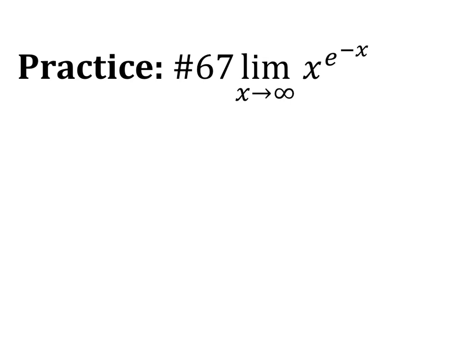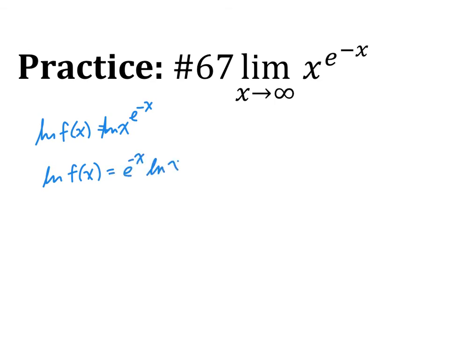So just like the previous question, we're going to set the function equal to f of x. And we're going to take natural log of both sides so we can bring down the exponent. Natural log f of x is equal to e to the negative x natural log x. So let's take the limit on both sides. Limit as x goes to infinity of natural log f of x is equal to limit as x goes to infinity of e to the negative x natural log x. All right, now let's plug in infinity.